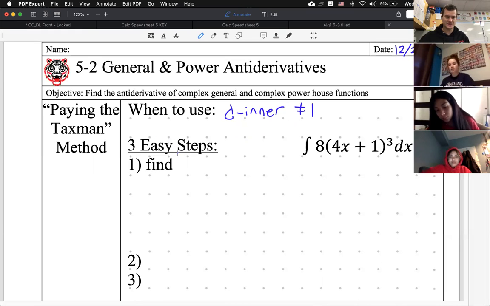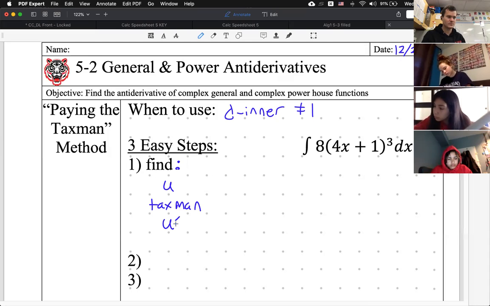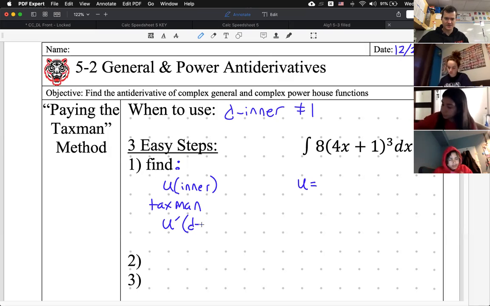There are 3 things that you need to find, 3 easy steps as well. The first 3 things we need to find are U, taxman, and U prime. There should be an equal sign for each of these. Remember that U is just the inner. So I'll put the inner, and for U prime, the derivative of the inner.